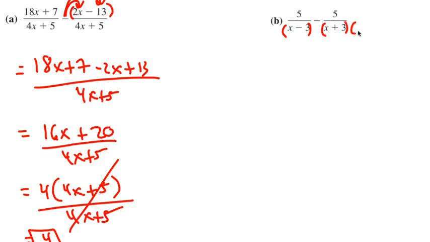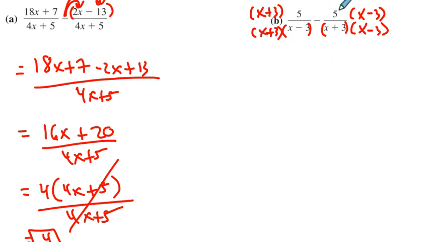Okay, so I'm going to go ahead and do that then. x minus 3. And then this side will have an x minus 3. Okay, and then now this side also needs the x plus 3. And this side needs x plus 3. Okay, so now they both have a common denominator.